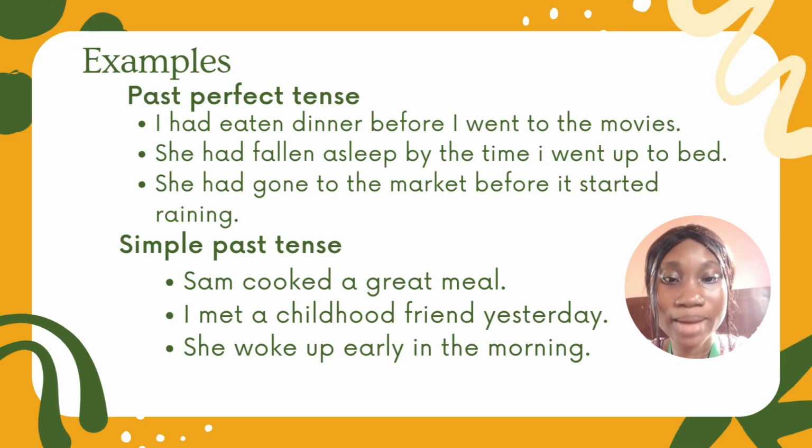So now let's look at some examples. We have past perfect tense examples and we have examples for simple past tense. For your past perfect tense, we have: I had eaten dinner before I went to the movie. So you can see two actions, eating dinner and going to the movie.